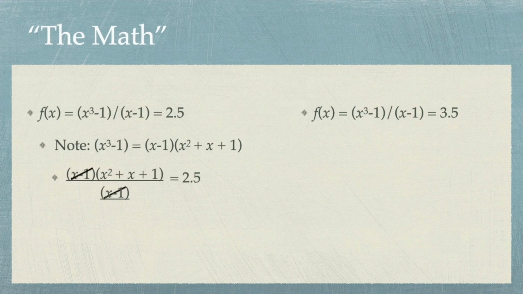So we can cancel the x minus 1s as long as x minus 1 doesn't equal 0, as long as x doesn't equal 1. But it's okay. We're looking at values really close to 1. We're not actually looking at the value of the function at 1 itself. That's why we're taking a limit. So if we cancel, we get this quadratic equation.